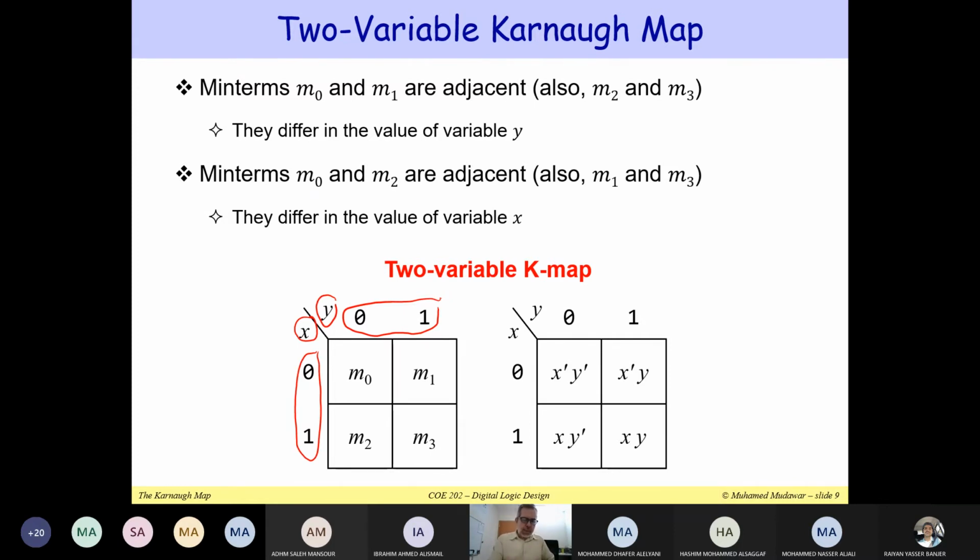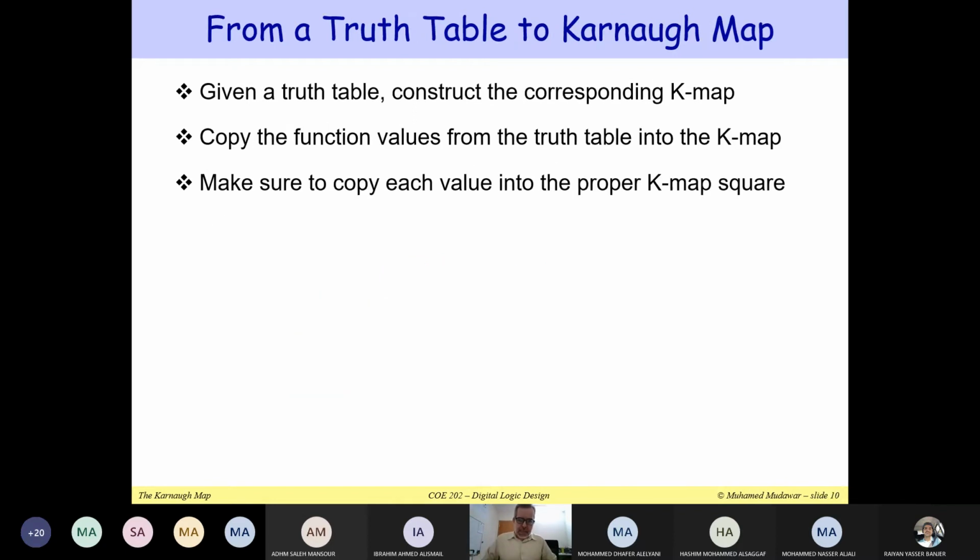So notice, where are the minterms? Here I have minterm 0. This is for 0, 0. This is minterm 1, this is minterm 2 and minterm 3. And these are the algebraic terms. So you can write it for each minterm. So this is my 2-variable Karnaugh map. It's very simple, very easy.